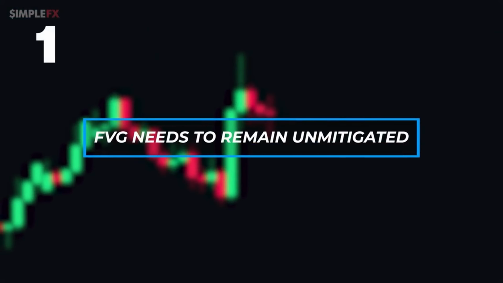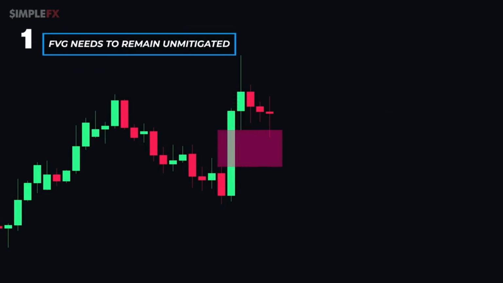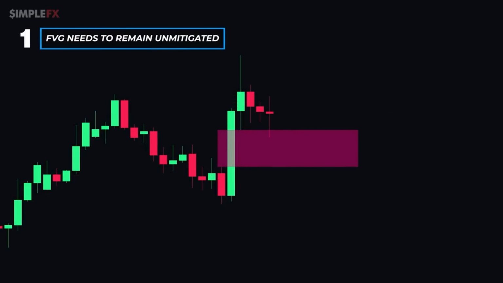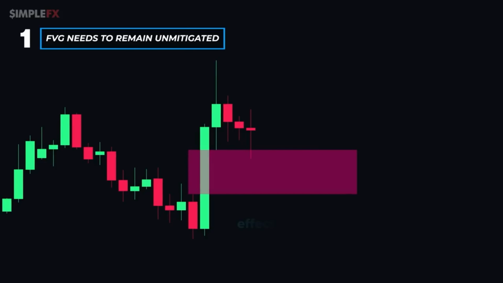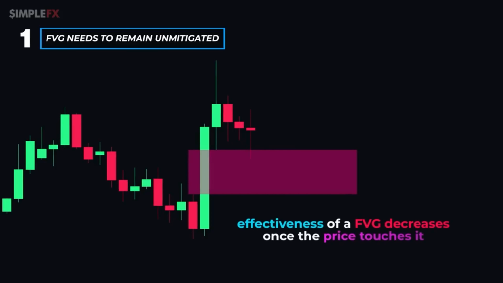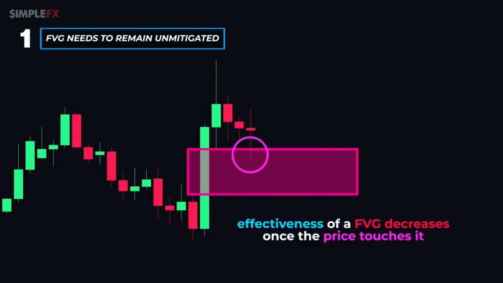No. 1. To ensure that a fair value gap has a high chance of success, it needs to remain what's called unmitigated, which means not tested. And so whenever you see a fair value gap on a chart, you need to make sure that it hasn't been retested by the price yet, because the effectiveness of a fair value gap decreases once the price touches it for the first time. For example, if you see a fair value gap that forms, but you also notice that the price has already retested it, then it's no longer an effective fair value gap.